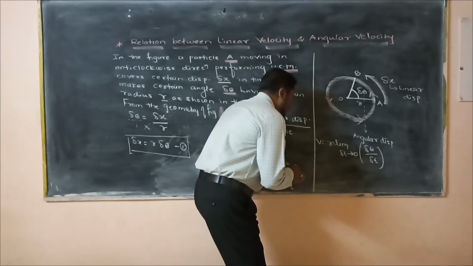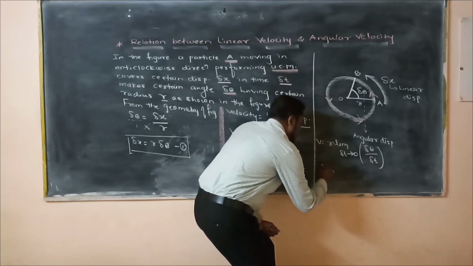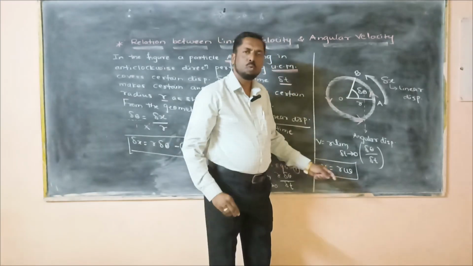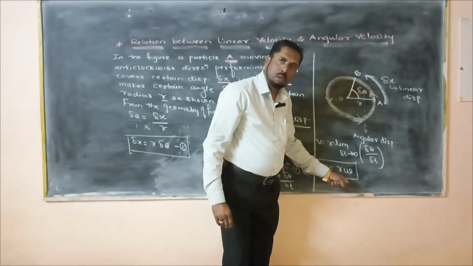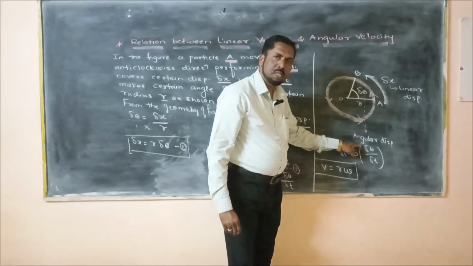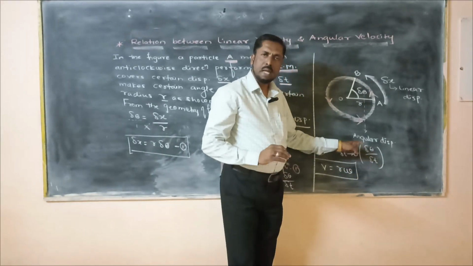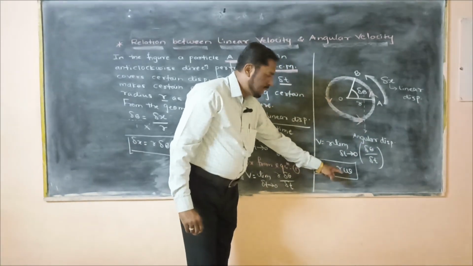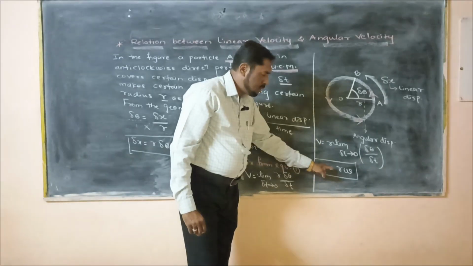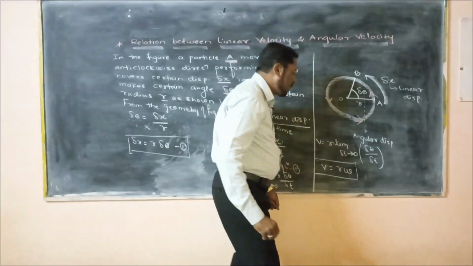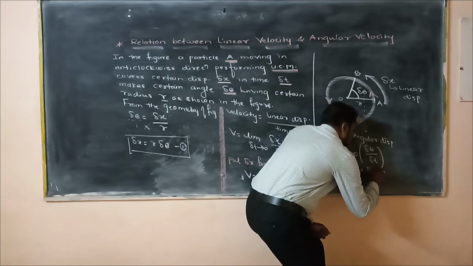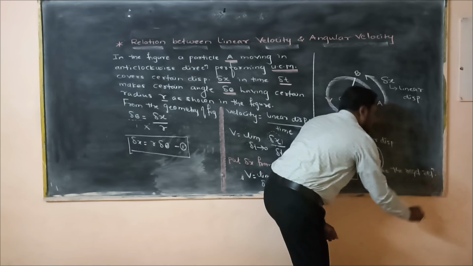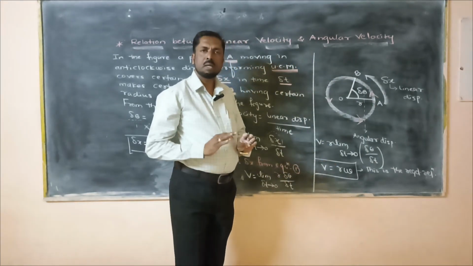So what we can write? That is v is equal to r omega. What is omega? Omega is the angular velocity. And what is angular velocity? It is the ratio of angular displacement with respect to time, and it is written as omega. So what we have got here, v is equal to r omega. This is the required relation between linear velocity and angular velocity.